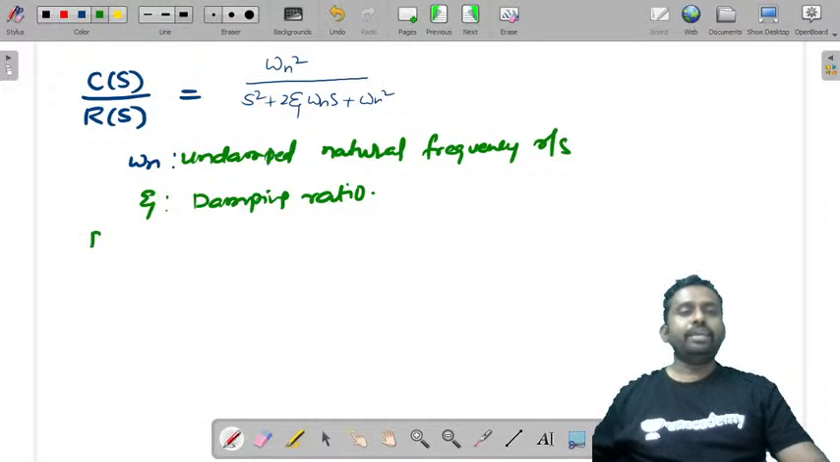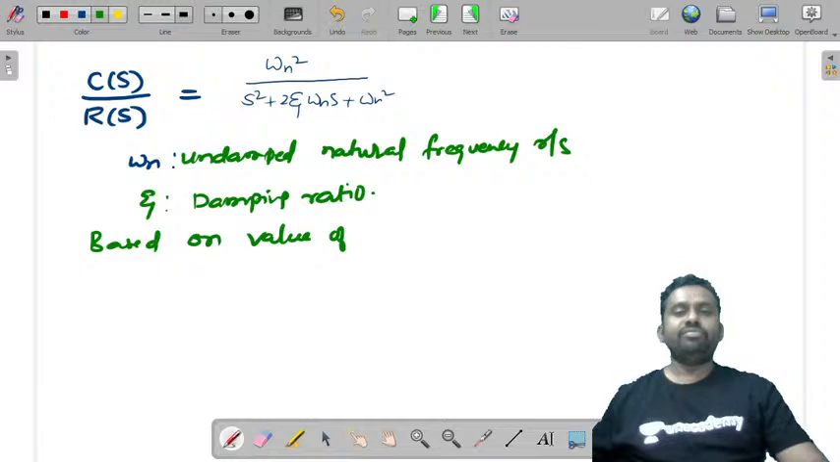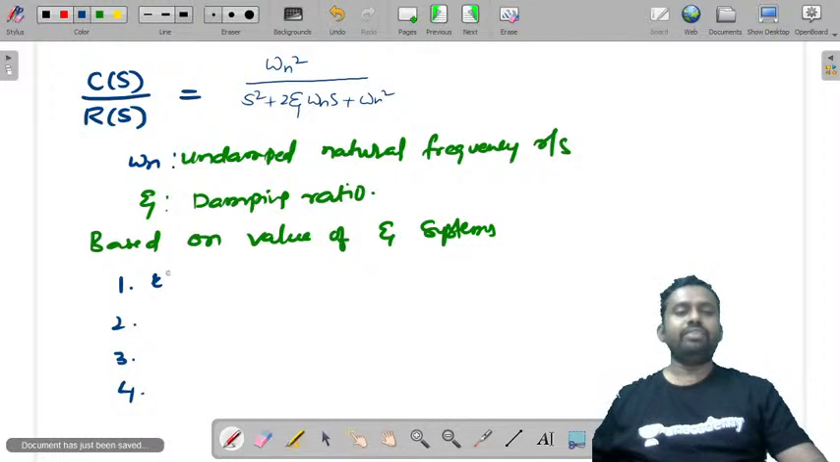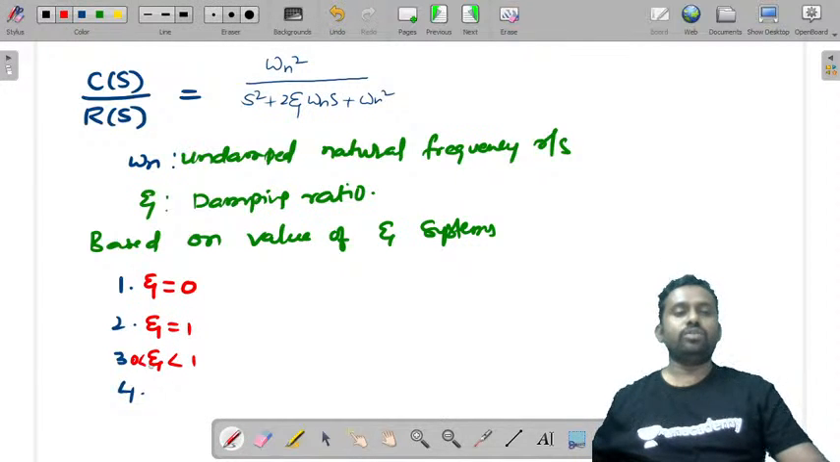Now, based on the value of zeta, systems can be classified as 4 types. If zeta is equal to 0, zeta is equal to 1, zeta less than 1, that is 0 less than zeta less than 1, and zeta greater than 1.